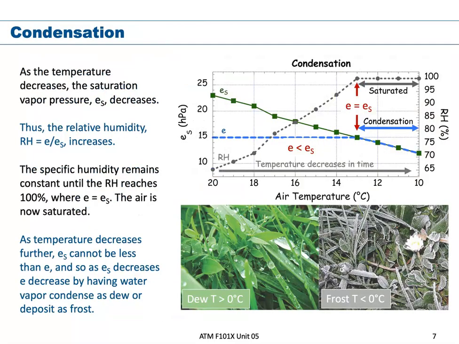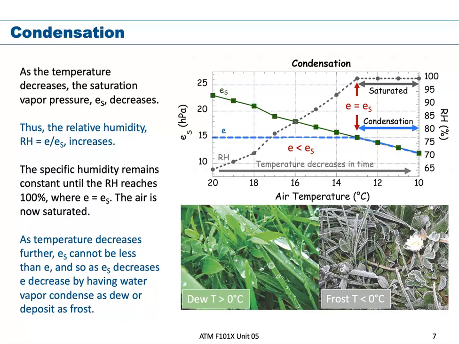Consider what happens as a parcel of humid air cools. A parcel of humid air at 20 degrees Celsius, or 68 degrees Fahrenheit, or 293 Kelvin, with a vapor pressure of 15 hectopascal, has a saturation vapor pressure of 23 hectopascal and a relative humidity of 65%.